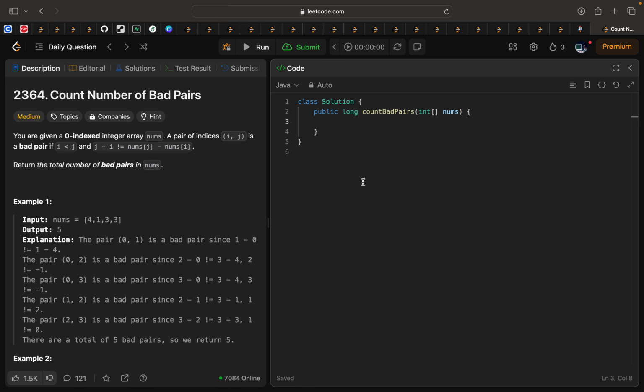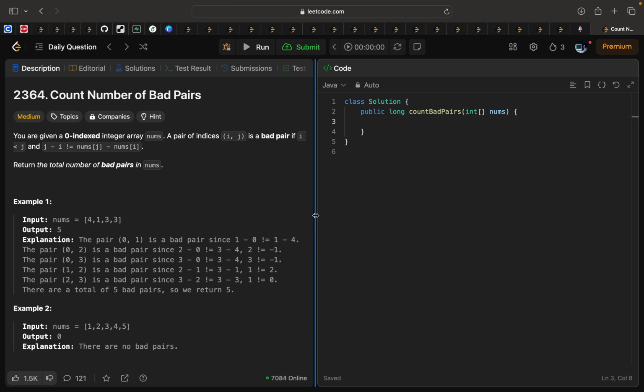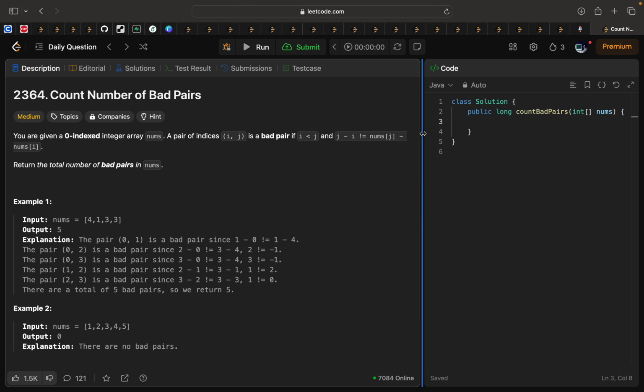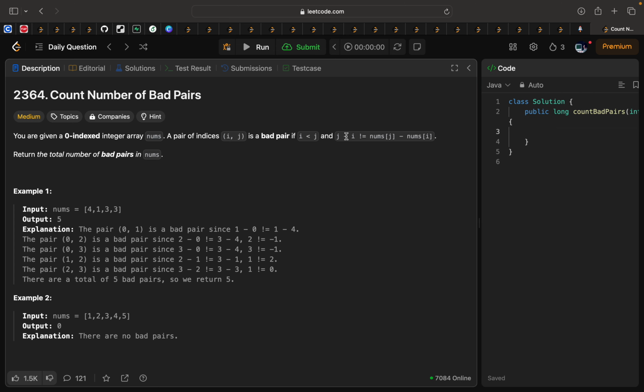Hello guys. So today we will be solving this problem, which is count number of bad pairs. The problem says you are given a zero indexed integer array nums. A pair of indices i, j is a bad pair if i is smaller than j, and j minus i, the difference of the indices, is not equal to the difference of the numbers at those places. Return the total number of bad pairs in nums.